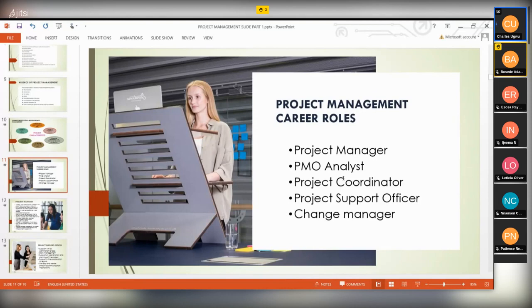You become the project manager, you become the PMO, you become the coordinator. You even become the business analyst. Small companies like using people.